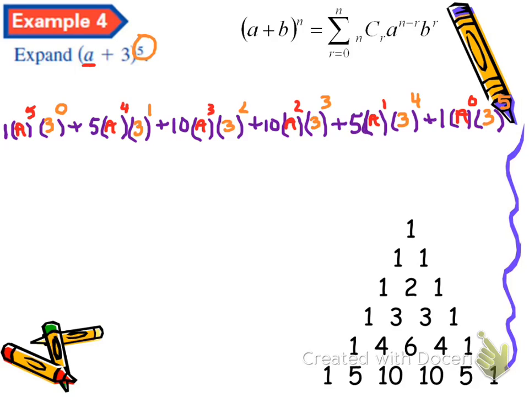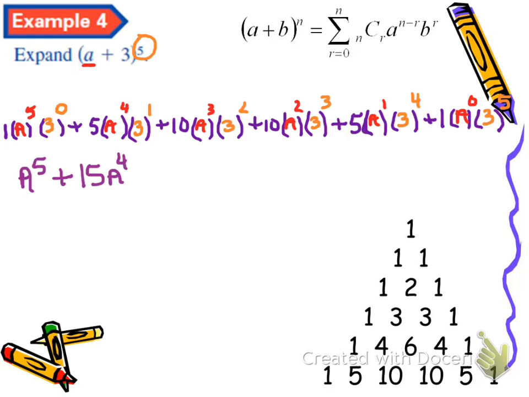Alright, so in our first term, we have 1 times a to the 5th power times 3 to the 0 power. Well, remember, 3 to the 0 power just equals 1, so we end up with 1 times a to the 5th times 1, or just a to the 5th power. Plus, our next term, we have 5 times a to the 4th times 3 to the 1st. 3 to the 1st would be 3, so 3 times the 5 would give us a coefficient of 15 times the a to the 4th power.